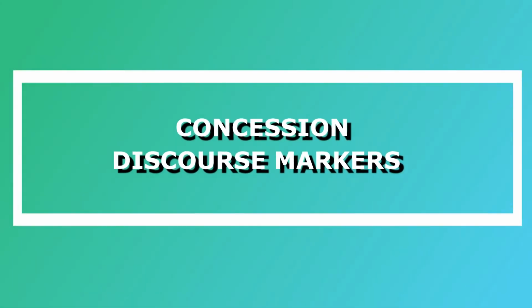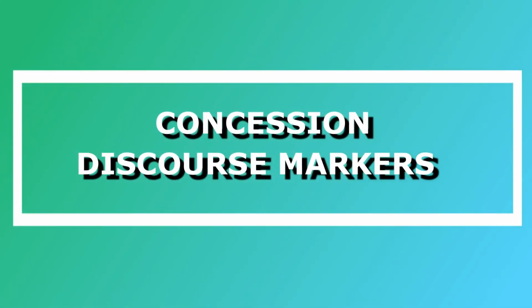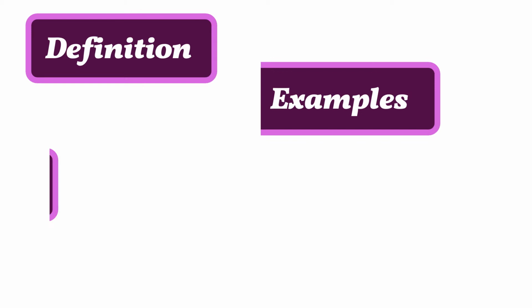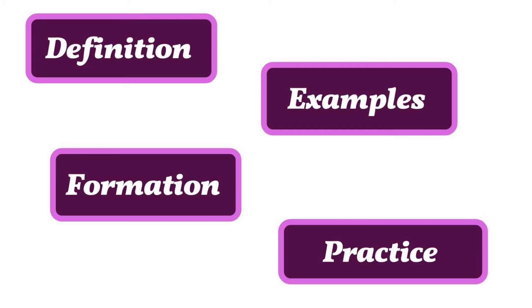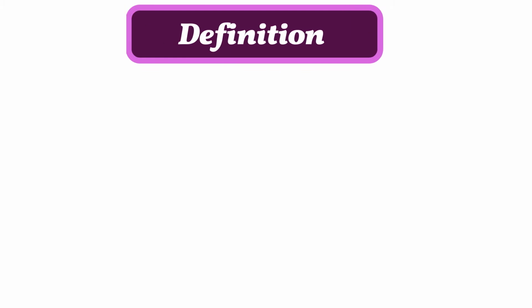Today's lesson is about concession and all the discourse markers that are used to express concession. Today's lesson consists of a definition, understanding what concession is all about, then examples and formation, how the discourse markers differ in their making, in their construction, and last, some practice exercises. 1. Definition: understanding what concession is all about.